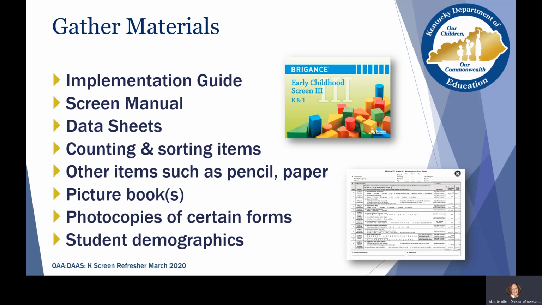You want to gather your materials, and when you're getting ready to screen, you want to make sure that you have all of these items when you are preparing to screen your students. You want an implementation guide, you want your screen manual, the data sheets if you use those, counting and sorting items that are included in your kit. You want other items such as pencil and paper. You want some picture books. It's nice to have a few choices for the students to choose from. You need photocopies of some of the forms as indicated in your screen manual, and you want to know what your student demographics are.